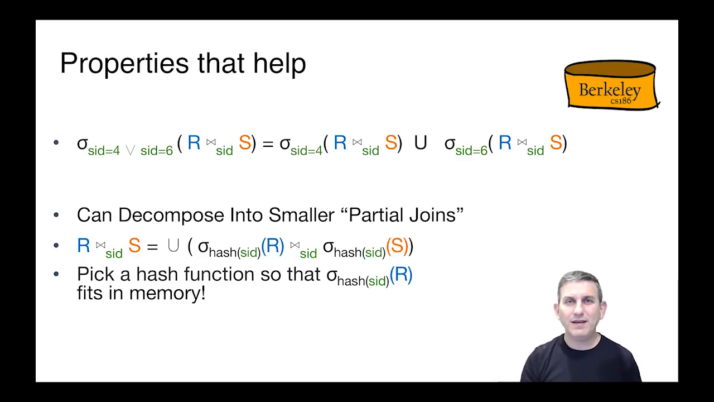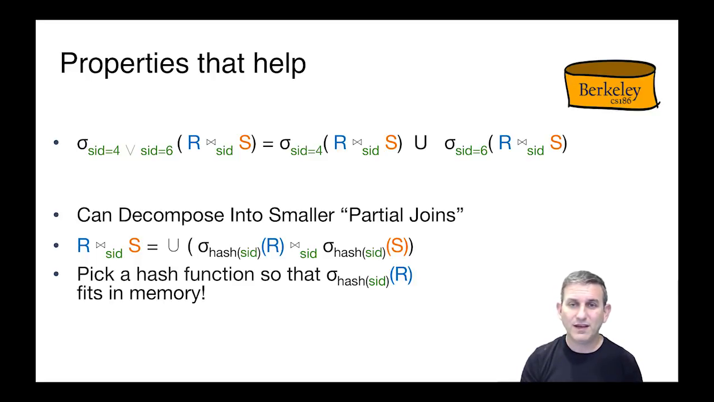Now, to see how we might extend this to an out-of-core algorithm, here's an algebraic property that might give us some intuition. Look at this query at the top. It's a join of R and S on SID with a selection on SID equals 4 or SID equals 6. And we can decompose that into two separate queries, one on SID equals 4, another on SID equals 6. And we just union the results together because, after all, the stuff on SID 4 has nothing to do with the stuff on SID 6. It doesn't join up, right?